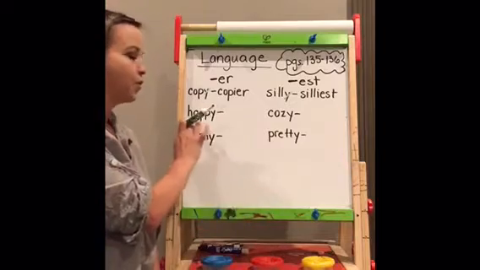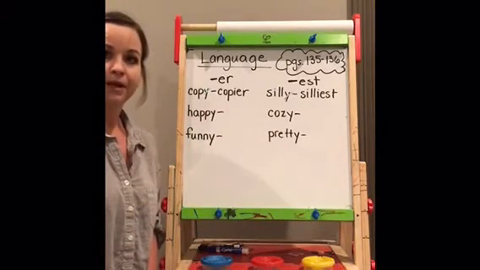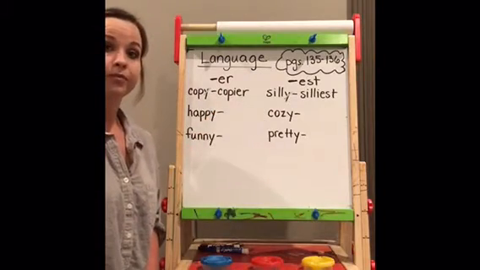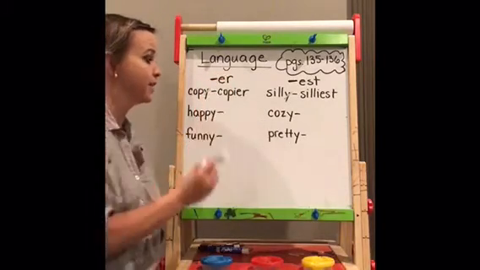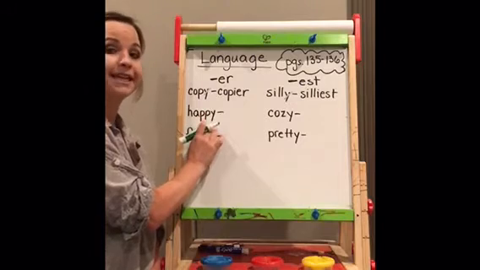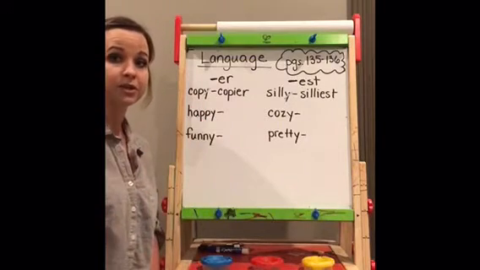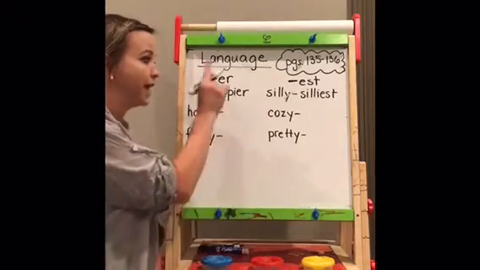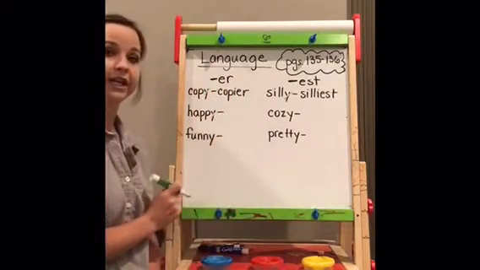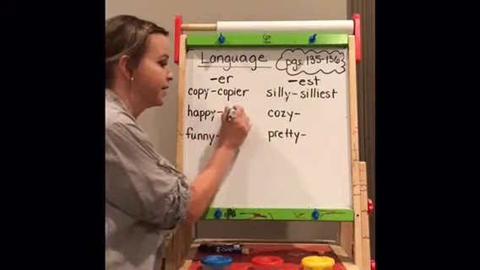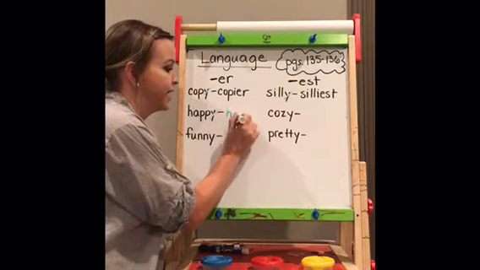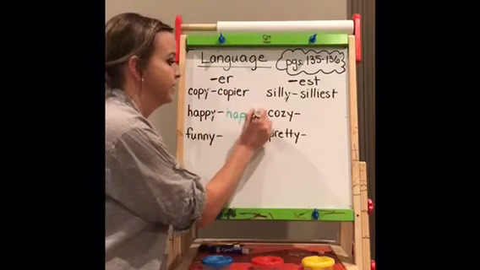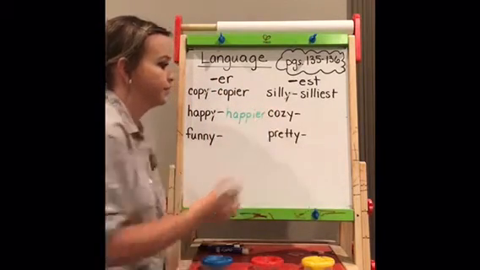So let's look at the word happy. We want to add ER and make it happier. It starts with an E, and happy ends in a Y. So what do we need to do? Change the Y to an I, then we can add our ER. So happy becomes happier, H-A-P-P-I-E-R.